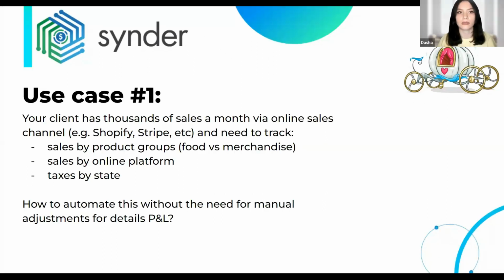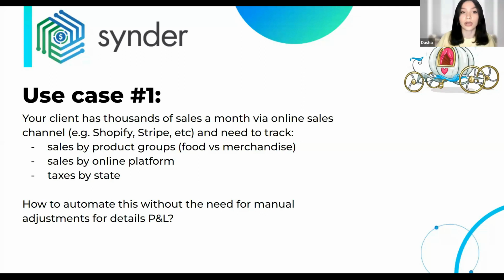Say the client has thousands of transactions per month, and they have different online sales channels. Shopify and Stripe will be our examples, but it will work just the same for other platforms too. And say they need to track sales by different product groups, like food, merchandise, accessories, maybe something else.